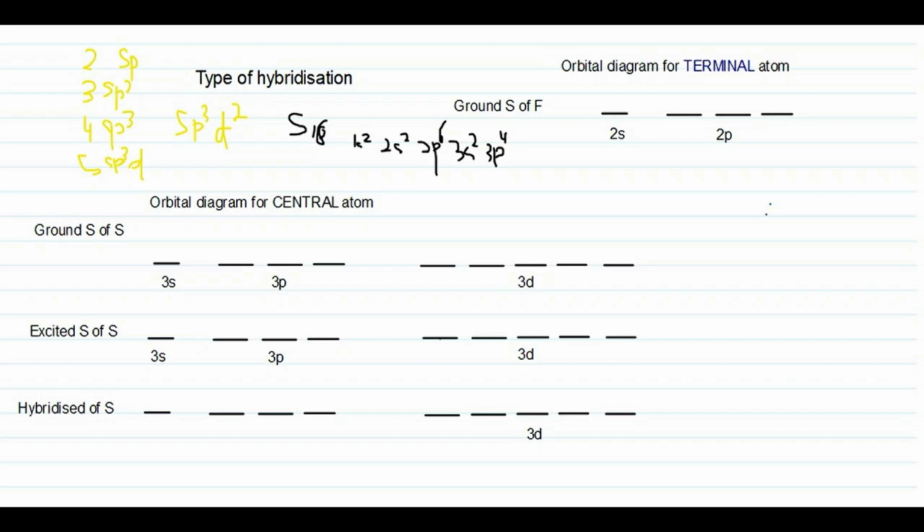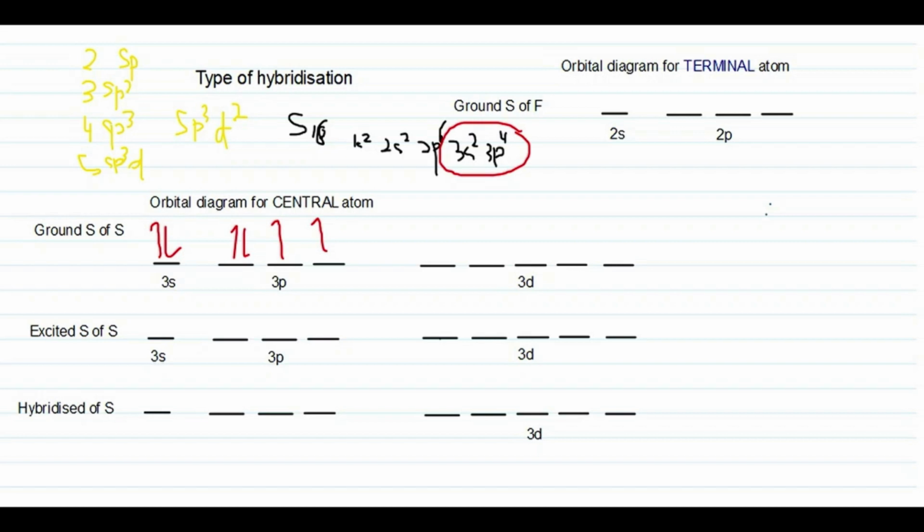Since the idea of this hybrid orbital is based on the valence bond theory, we're only going to focus on the valence electrons only. So let's draw that. The ground state of sulfur is 3s2, 3p4. As you can see here, at this stage, the ground state of sulfur only has 2 unpaired electrons.